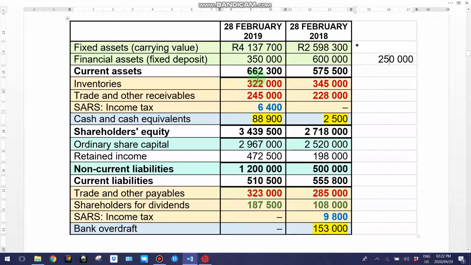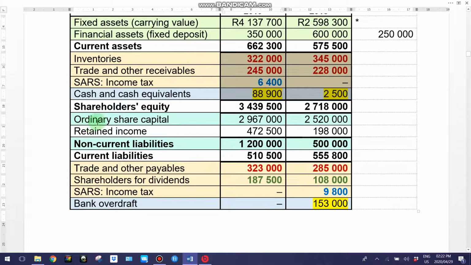When it comes to my current assets, I'm not going to look at these figures here because I need to unpack the different components of the current assets.